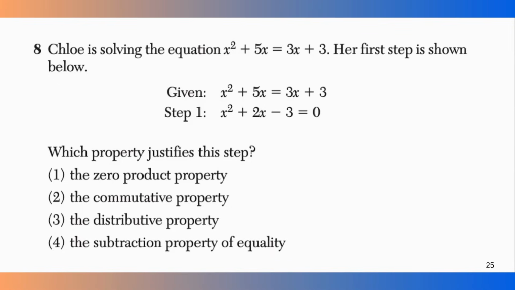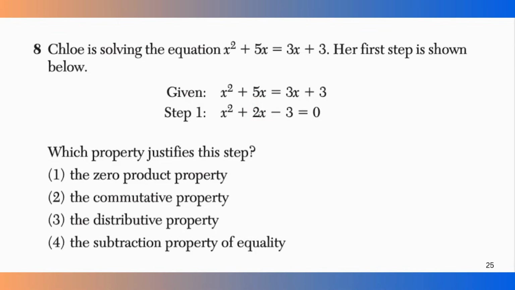Number 8, Chloe is solving the equation x squared plus 5x equals 3x plus 3. Her first step is shown below. So they want to know what property justifies what she did. So let's see what she did. From the given equation to what she has, what's the difference? The x squared stayed the same. It was a 5x at first, and then it became a 2x.